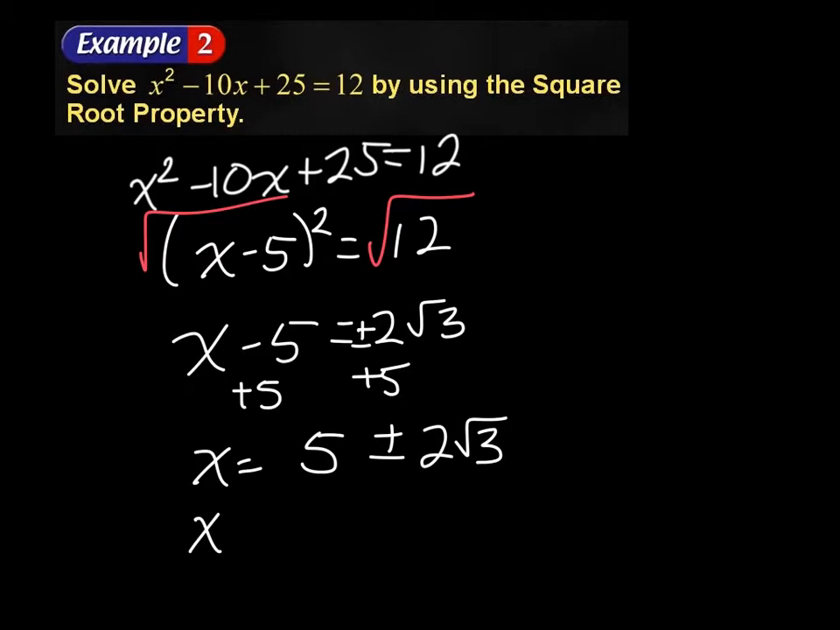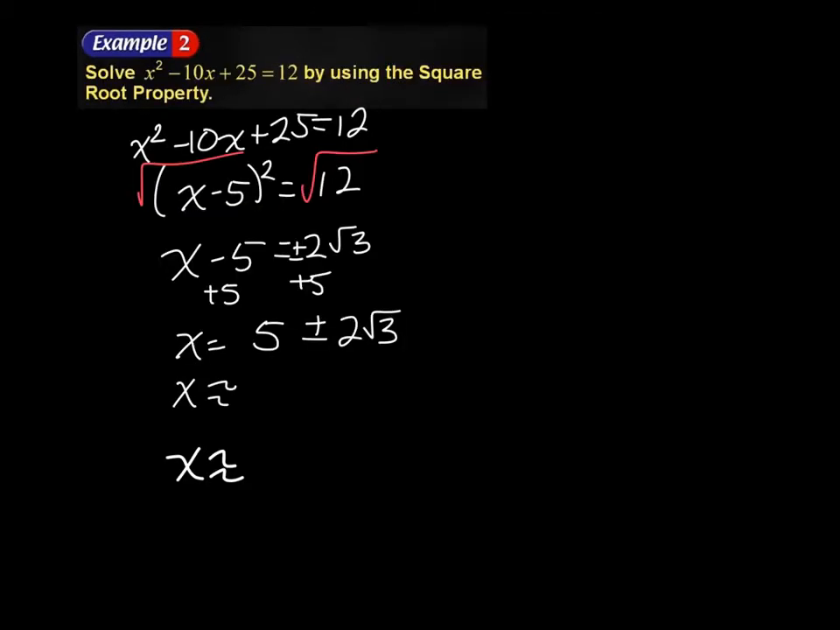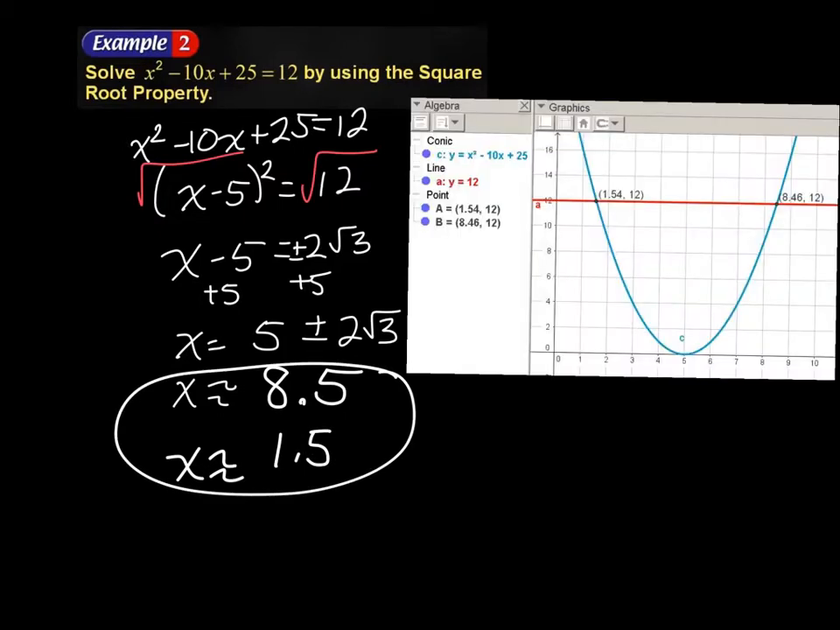A lot of times they want a decimal rounded to the nearest tenth. So if we do 5 plus 2 square root of 3 and change it to a decimal, I get 8.464, so to the nearest tenth would be 8.5. And 5 minus 2 square root of 3 is about 1.5. The default setting in GeoGebra was set to go to the nearest hundredths place, but still with rounding I would get my x values to be 1.5 and 8.5. The exact answer, of course, was that first one where it was 5 plus or minus 2 square root of 3.